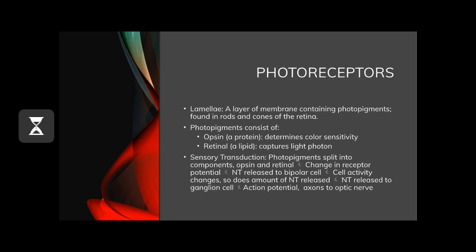Photopigments split into their components, opsin and retinal. This causes a change in the receptor potential. Neurotransmitters are released into the bipolar cells. The cell activity changes, and so does the amount of neurotransmitters released. Neurotransmitters are then released into the ganglion cells, where an action potential is generated and sent down the axons to the optic nerve.